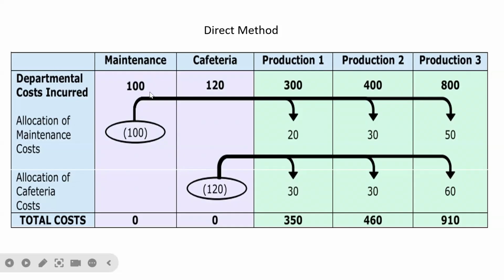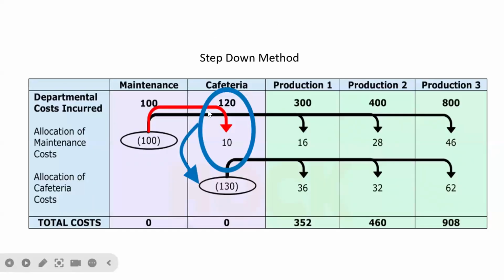But in the direct method, what happens? You will allocate the service department costs into production departments. Based on what? Based on the percentage of service they have taken. 20% of service in the sense 100 into 20%, like that. Based on percentages, you will be allocating. And again, the cafeteria's cost, you will allocate it based on the percentage of service that they have taken. This is how we allocate in the direct method. Okay. If you can notice, even though maintenance and cafeteria serve each other, you are not considering that in the direct method. Now what happens in the step down method?